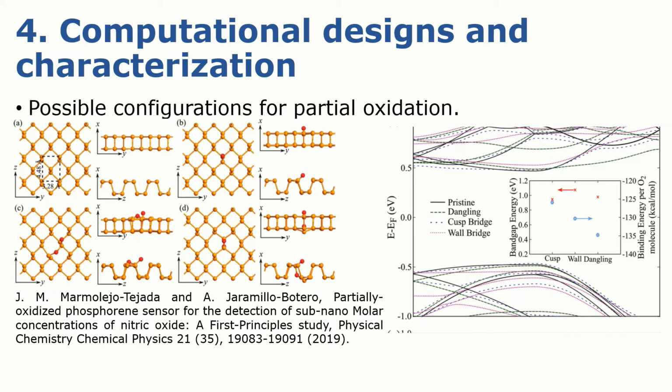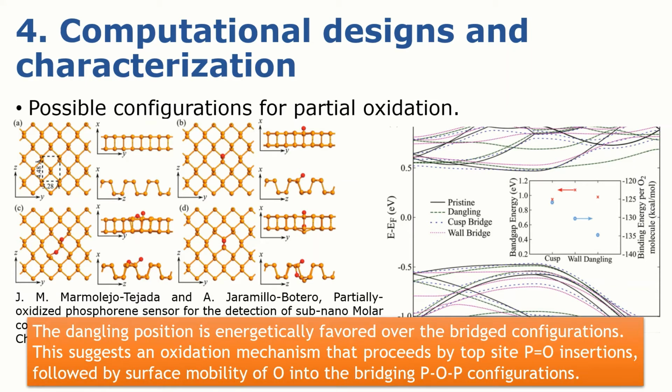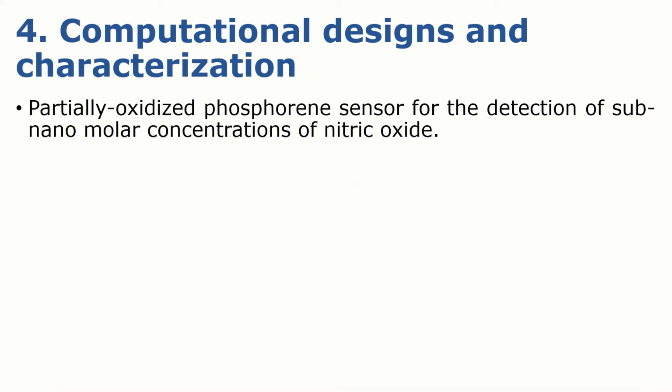We then started adding oxygen atoms to the pristine structure and followed the same method for getting a qualitative picture of the system's properties. In addition to the dangling position or T1 that we see in panel B, we also explored bridging configurations as in panels C and D, for which we did not observe a dramatic difference in bandgap energies, although binding energy calculations showed that the dangling position was energetically more favorable, so we continued using this configuration for the transport calculations that followed.